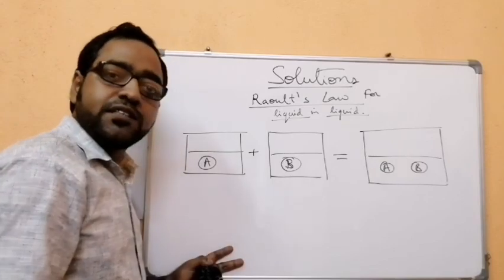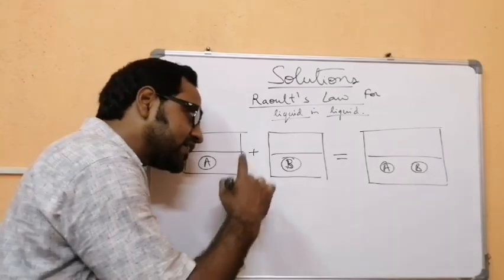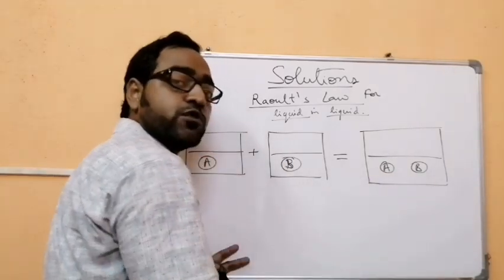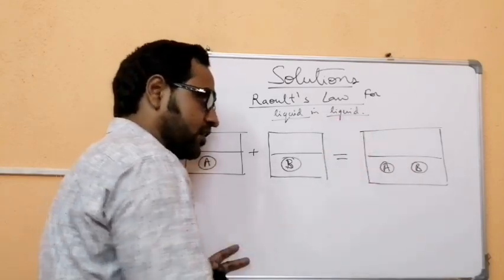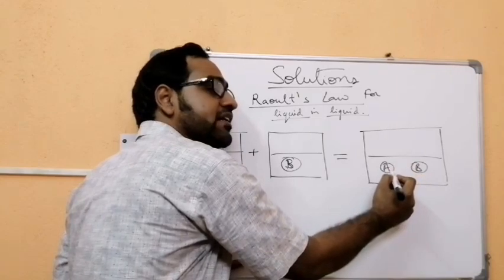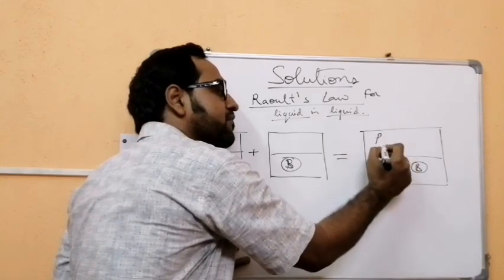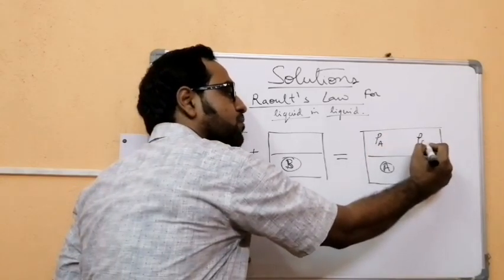At a given temperature, for a solution of two volatile liquid, the partial vapor pressure of each component is directly proportional to the mole fraction of the component in the solution. So in the solution, suppose liquid A is there, B is there, so A will evaporate and A will have a partial pressure of PA, and B will evaporate, it will have a partial pressure of PB.